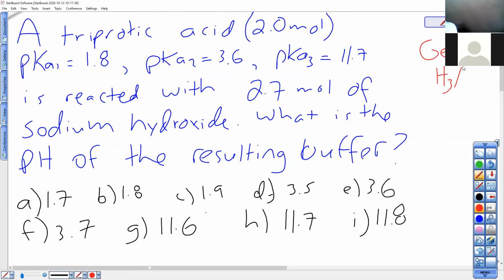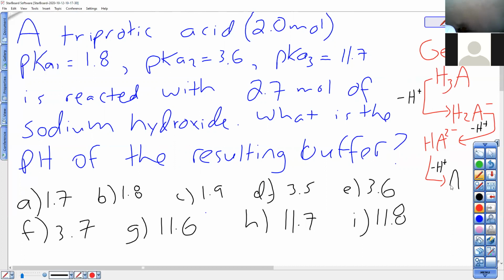How about H3A, 3 protons on A? That would be the fully protonated species. And when you lose an H plus from that, what are you left with? H2A minus. And when you lose an H from that, what do you think you're left with? HA2 minus. When you lose an H from that, you're out of H's, aren't you? Oops.